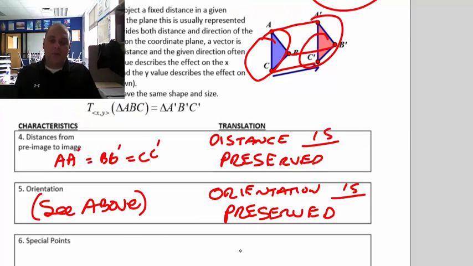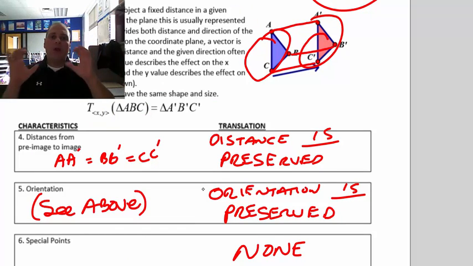And there are no special points, so just put none here. There are no special points for a translation. Why? Because every point moves the same amount. You can put that in your box there under special points. Every point moves the same amount.